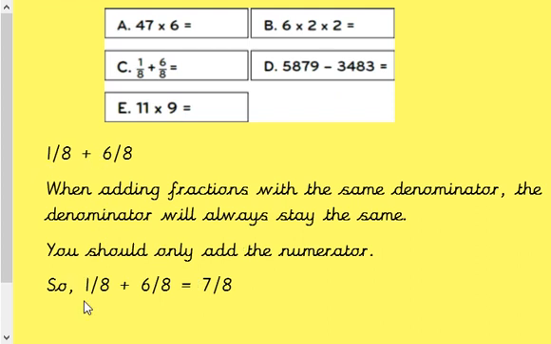Now in this case, then we've got 1/8 plus 6/8. So our denominator will stay the same. And our numerator, when we add them together, will give us 7. So the answer then to 1/8 plus 6/8 would be 7/8.